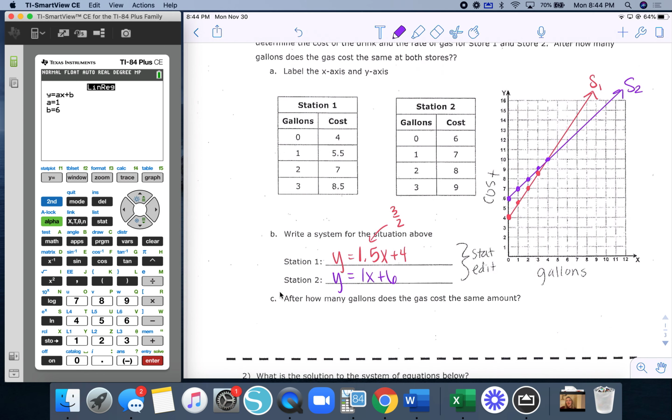So part C asks us, after how many gallons does the gas cost the same amount? Now remember, we talked yesterday, when you're looking at tables, you are looking for where your X's and Y's, what point is exactly the same. So if you notice, here 0 is 4, well here it's 6. 1 is 5.5, here it's 7. 7 and 8, 8.5 and 9. So it is not any of these that we can see, which is why we had to graph it.